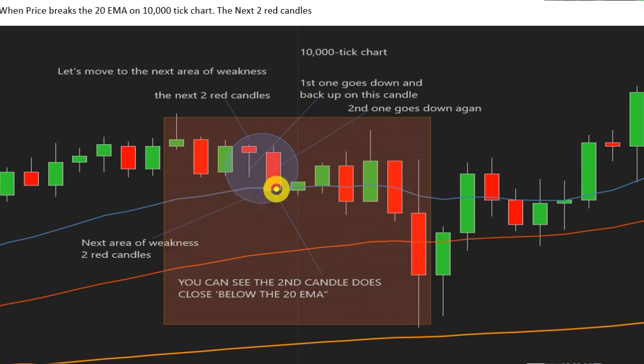But right now, we're talking about this little area right here, these next 2 candles. And what do we see on them? Well, we're going to see price go down and back up on this one. Here's a pin tail. So price starts up here, goes down and ends up here. And then it rolls over to the next one and it goes down and breaks the 20 EMA. Now, when it breaks the 20 EMA on the 10,000 tick chart, it is below the 200 moving average on the 1,000 tick chart. Let's take a look at that right now.